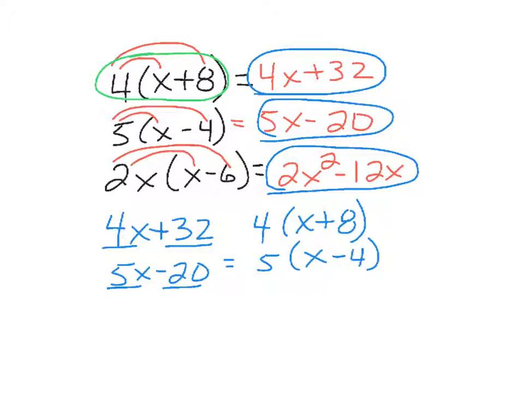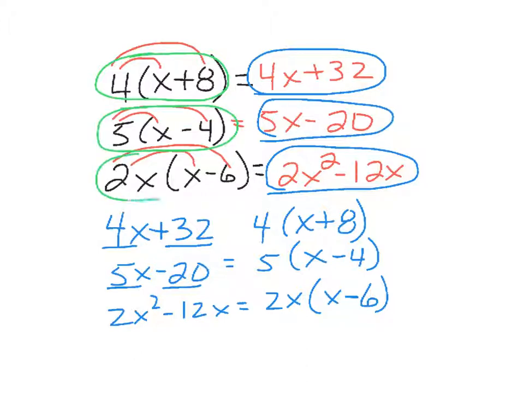And then finally, the last one, 2x squared minus 12x. I need to think, what is the common factor in the 2x squared and the 12x? They have a common factor of 2x. And what's left is just x minus 6. And you can see that, once again, all of these answers are exactly what I started with. So all we are doing is the reverse of the distributive property.